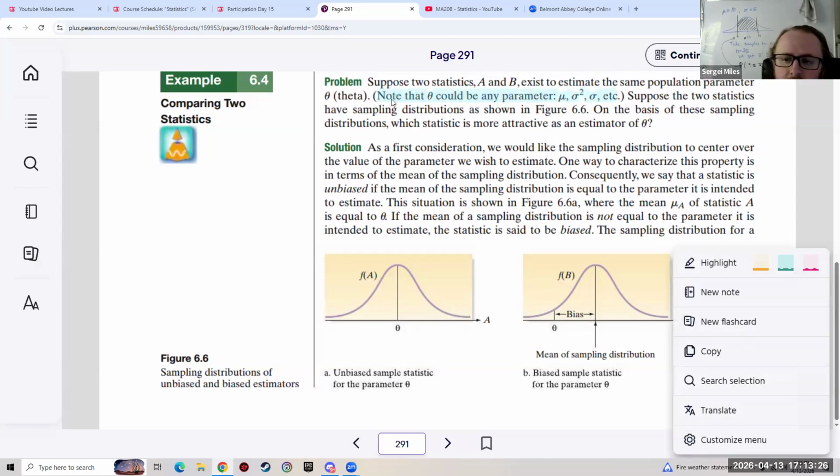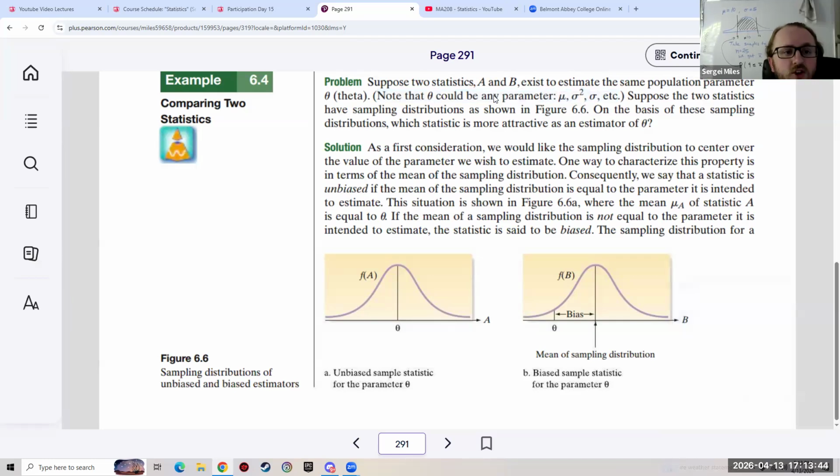Look here in the problem. Note that theta could be any parameter. It could be the mean, it could be variance, it could be the standard deviation, so on and so forth. Whatever it is we're trying to estimate about the population, we need to use some kind of statistic to estimate that. All right. Now, how do we estimate the average?